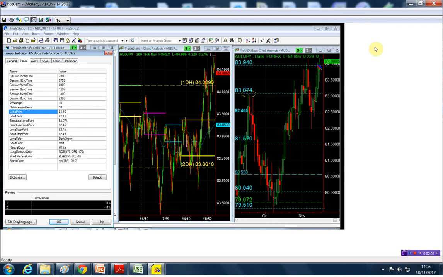And your stop is going to be 83.94. I'm just going to give it 10 pips. I mean, this is as small as it gets. So my long stop is going to be 83.94. My short entry is going to be 83.94. My structural short is 83.94, and my short stop is the same.